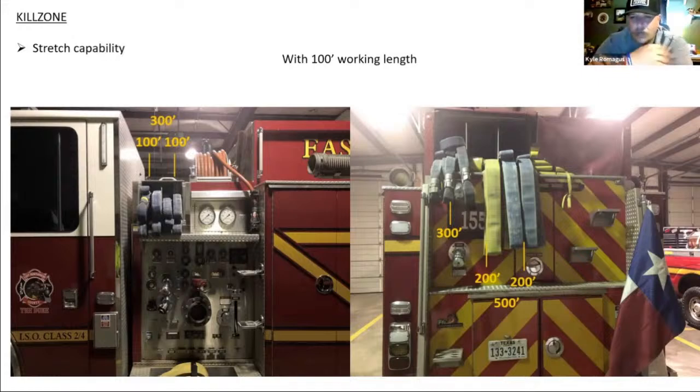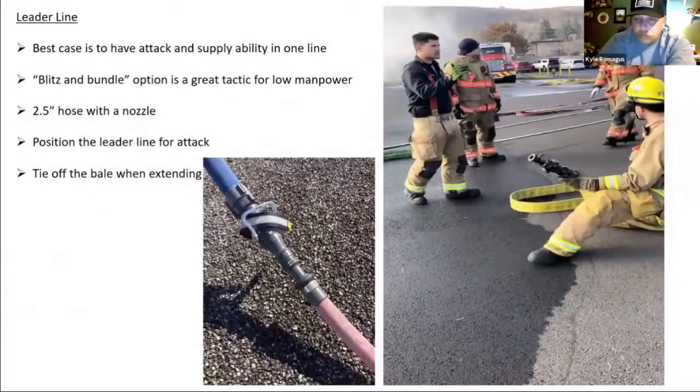So we roll up, I see 100 foot. All I've got to do is think about setback, and it automatically tells me which line I'm going to be pulling off my rig. Leader line operation is what we use to go long. It's also what we use for a blitz attack, as it says.